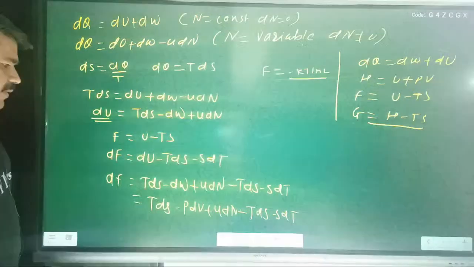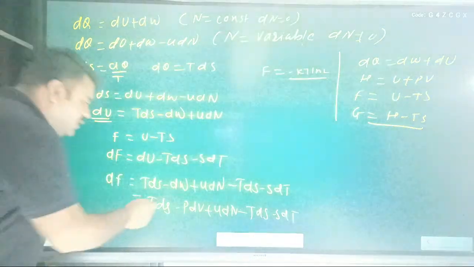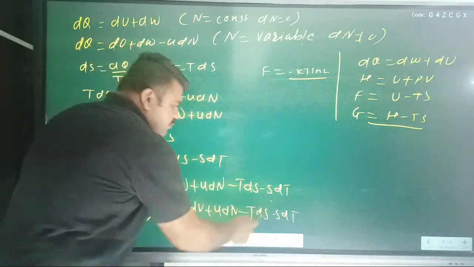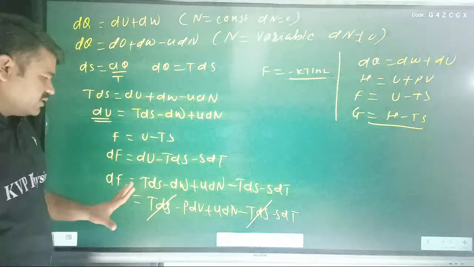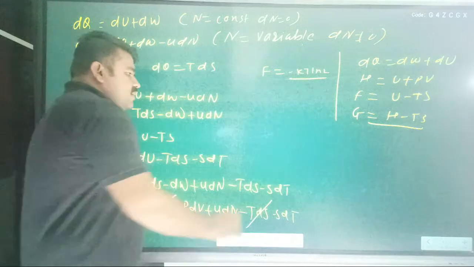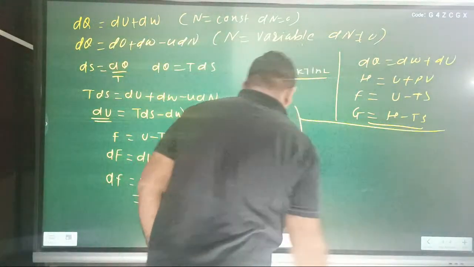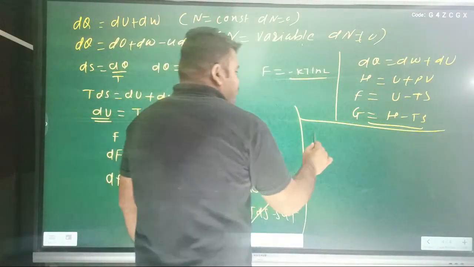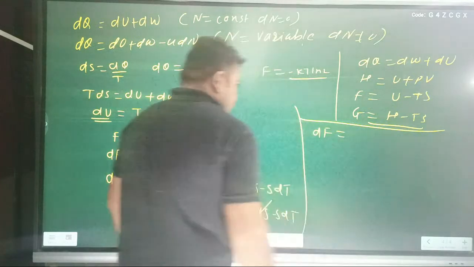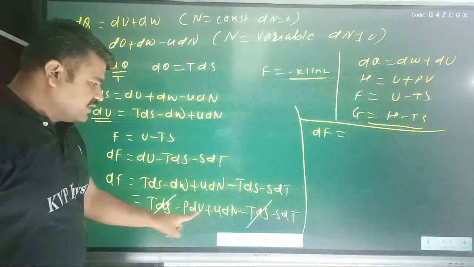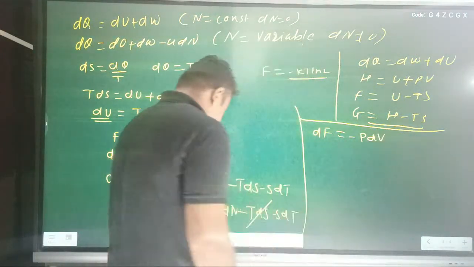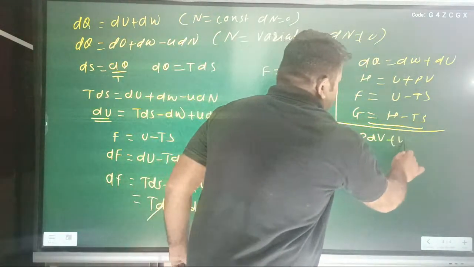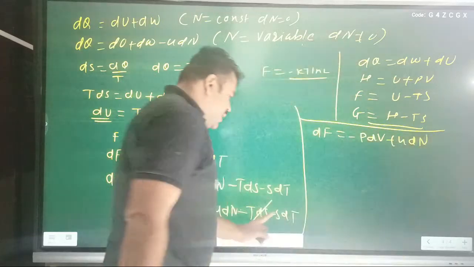Now which part gets cancelled? Here is a plus TdS, here is a minus TdS. Plus TdS minus TdS gets cancelled. What is the remaining one? The remaining is dF equal to minus PdV plus mu dN minus SdT.